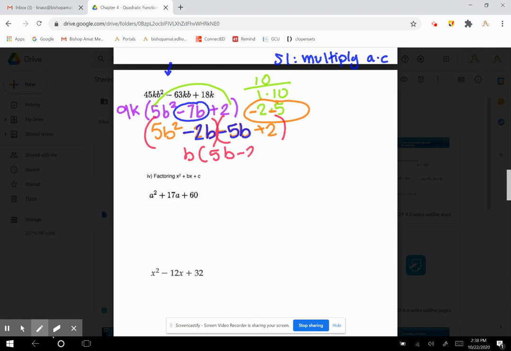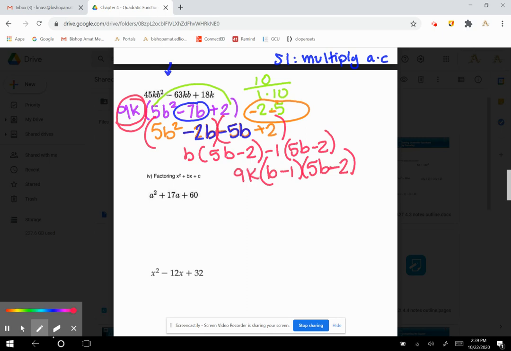5b minus 2. And here, I notice that that 5b is negative, and I need it to be positive, so I'm going to pull out a negative 1, 5b minus 2. So my answer, I have the b minus 1 and the 5b minus 2. And the very last thing is in the very beginning, we pulled out a 9k. So we need the 9k there. So this is our answer.